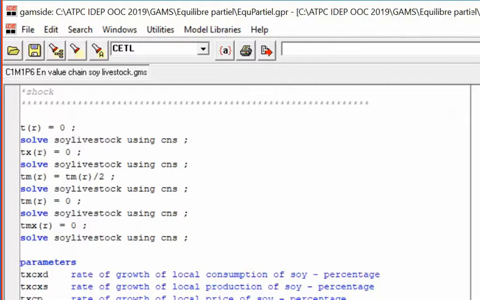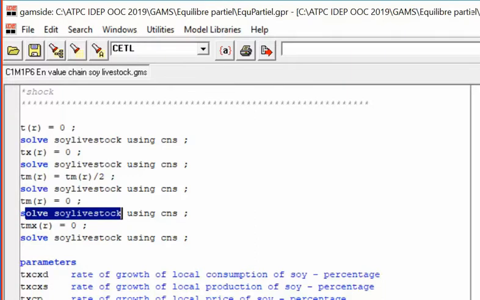So what we do is that we cut the shock in several parts, and you see that, in fact, the shock coming from the eliminations of import duty in the meat sector is a big shock, and so we cut it in two. So here you see that we first divide by 2 import duty in the meat sector, then we ask for a solve, and then we have complete eliminations of import duty in the meat sector, and we ask for a second solve.